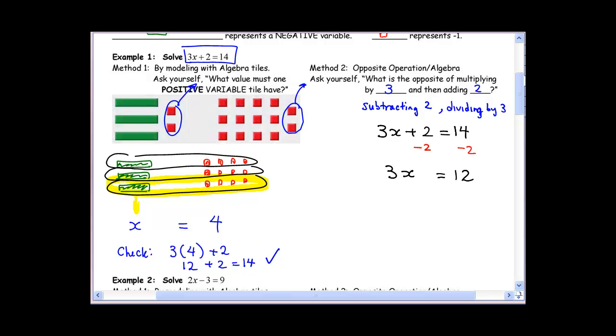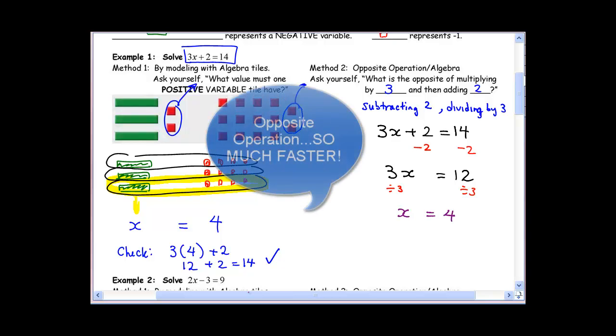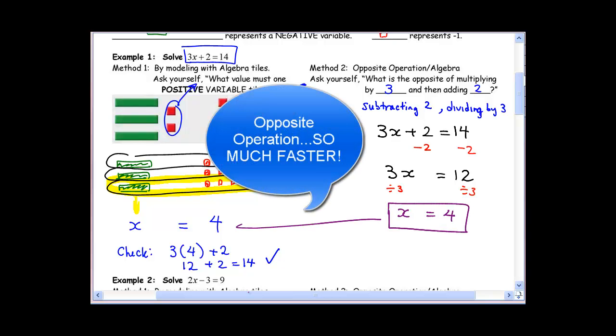And then now 3 times a number equals 12. How do I find out what that number is? Well, the opposite operation of multiplying is dividing. So we'll divide both sides by 3. And I hope we'll get our answer. And I think we actually do. X equals 4, since 12 divided by 3 is 4. Same thing. Okay? And that's how you do this.